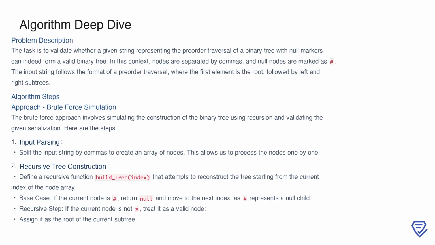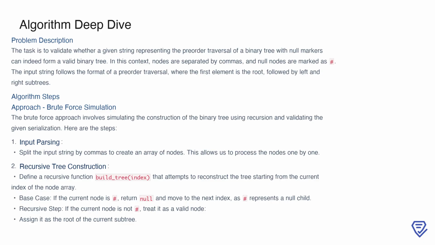One brute force approach to solve this involves simulating the construction of the tree. First, we parse the input string into an array of nodes by splitting on commas. This makes it easier to process each node one by one. Then, we define a recursive function, build_tree, which attempts to construct the tree by processing the nodes in sequence.